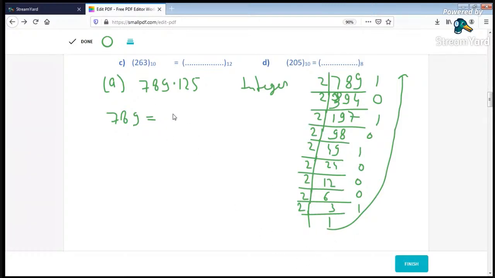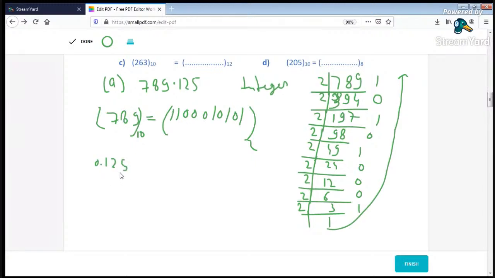So 1 1, double 1, after double 1 comes 1 2 3, 3 times 0, then 1 0 1 0 1. So this is the binary of the decimal value 789. Now this decimal also has a fractional part, so let's see how we solve the fractional part.